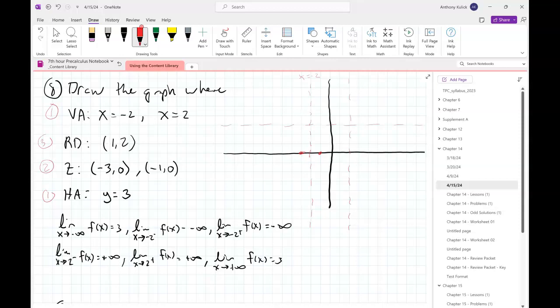Now, when I draw my removable discontinuity, how do I draw that? So your zeros and your y-intercepts are going to be closed circles, closed dots. Your removable discontinuity is going to be an open dot. Is everybody okay with how I did that?